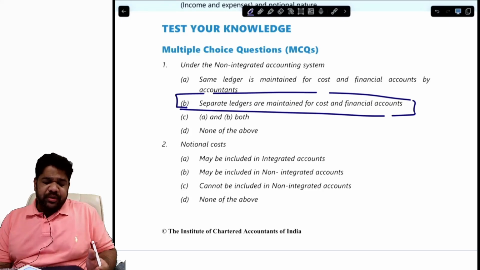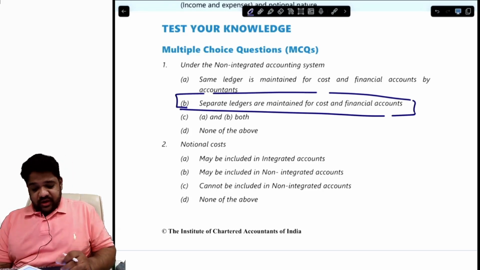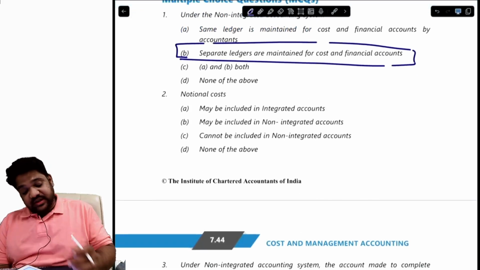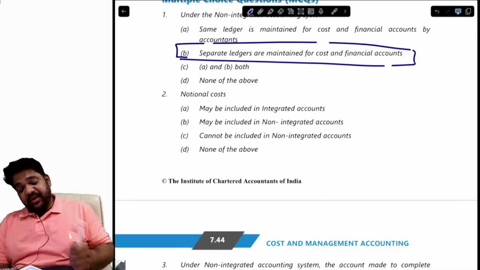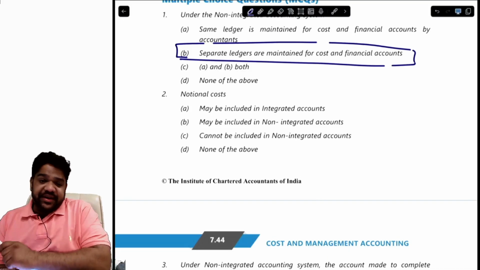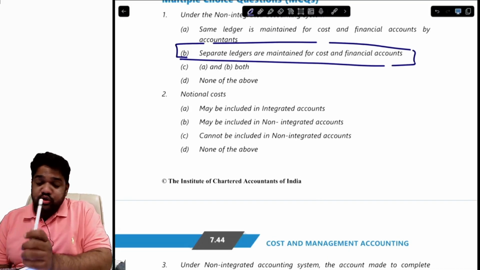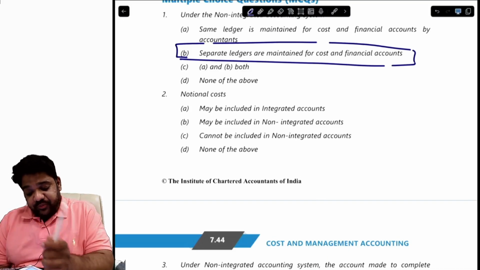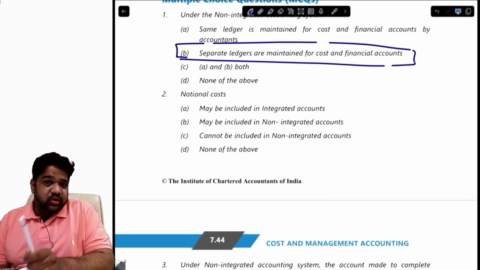A and B cannot be both forever at all, and none cannot be again the case. Notional cost. Now, this is interesting. Notional cost may be included in integrated accounts. No. Why? Because integrated accounts include cost and financial books both. Financial books do not let you allow the notional cost. You cannot record the notional cost in your financial books.